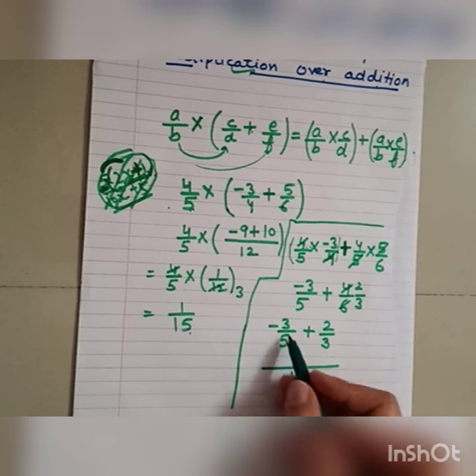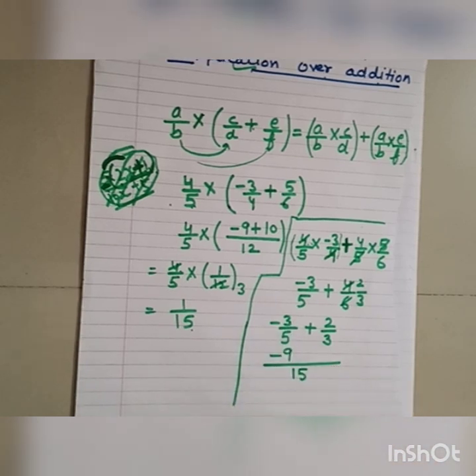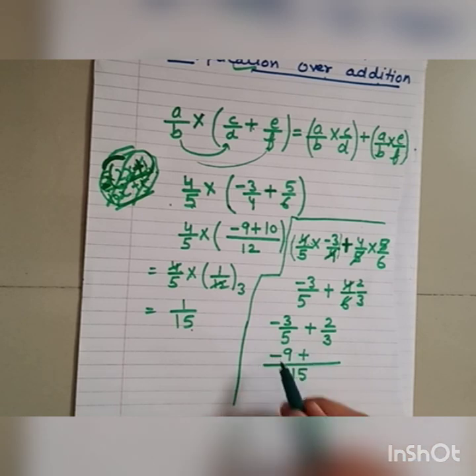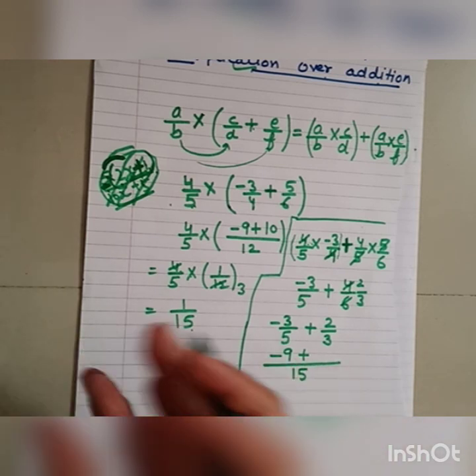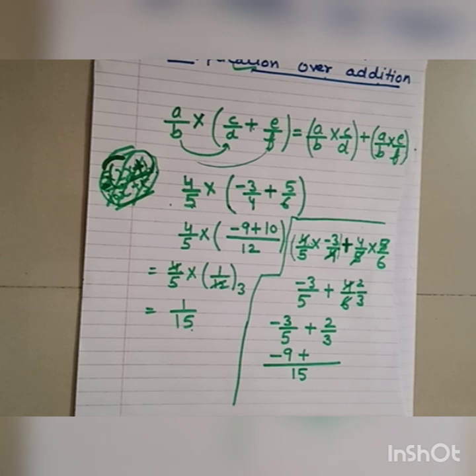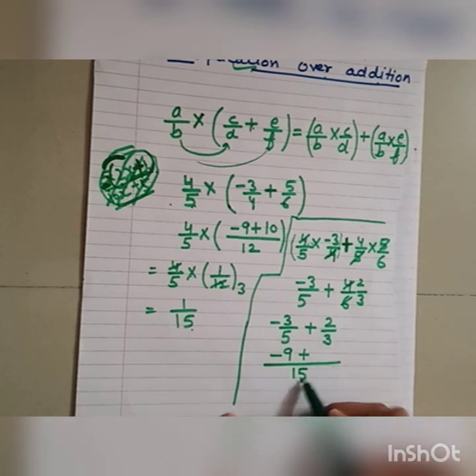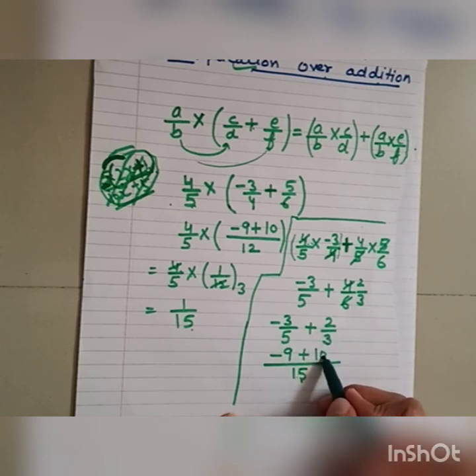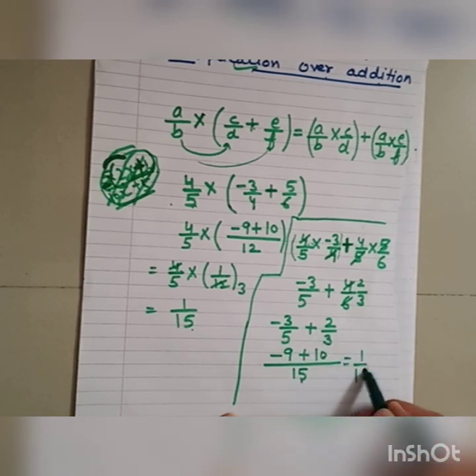5 3s are 15, 3 3s are 9, minus 9 with negative sign. Don't miss this sign. As in the question we have a negative sign. What you do while solving your answer, you skip that sign, you place that sign on another side or you skip. But see, this sign is with the digit. Okay, you have to write this sign with the digit while solving this question. 3 5s are 15, 5 2s are 10, 10 minus 9, 1, 1 upon 15.